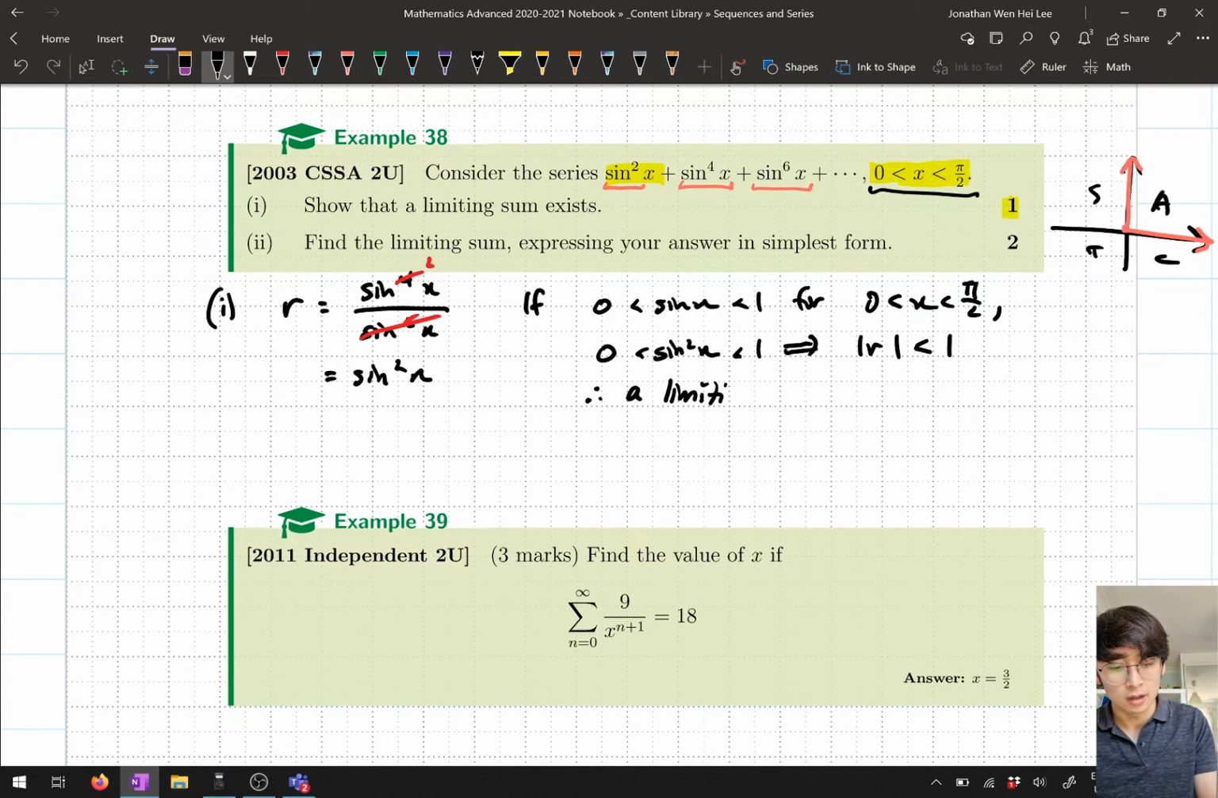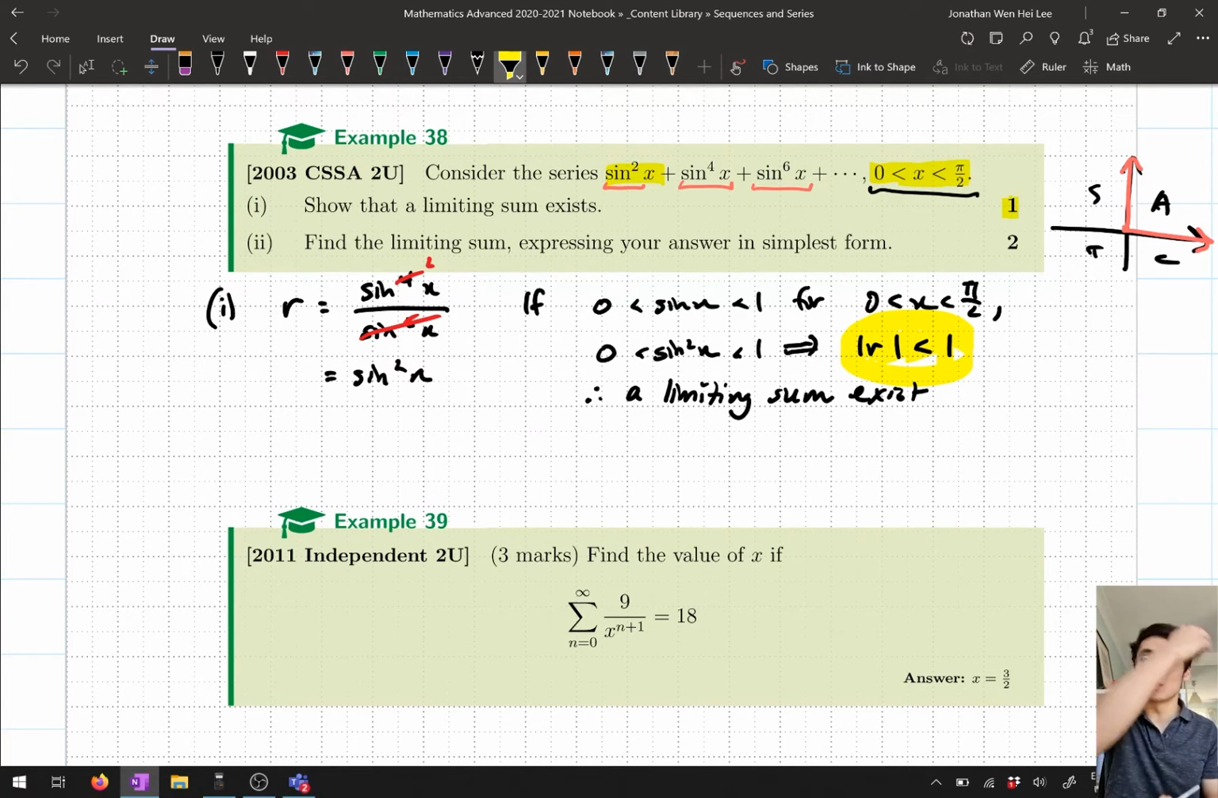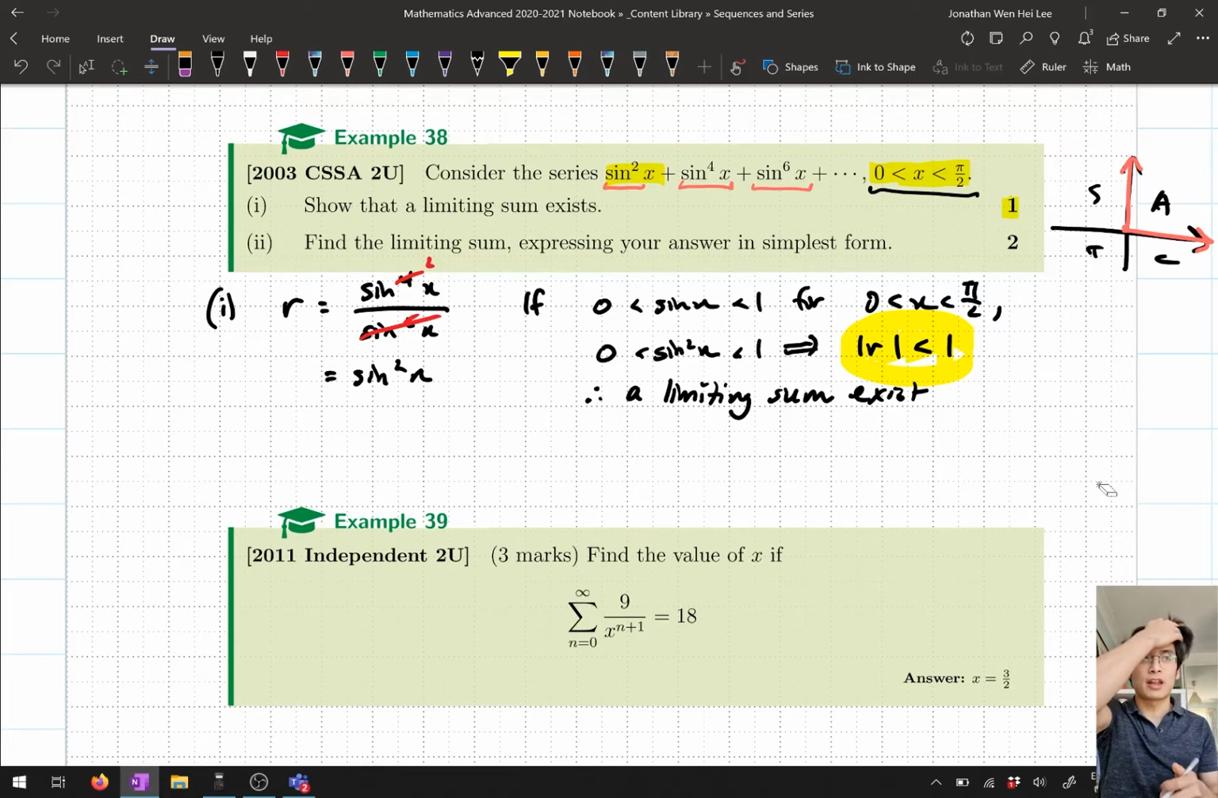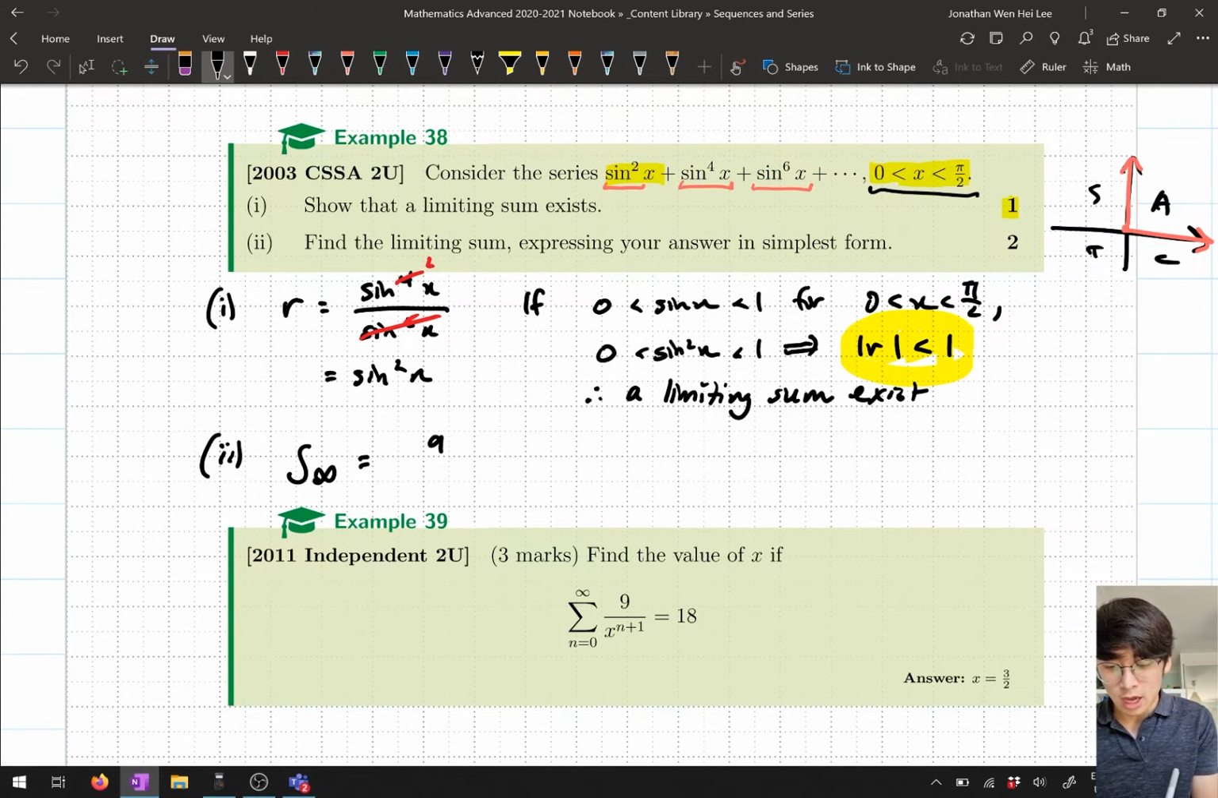So here, the important thing was the fact that the absolute value of our common ratio was less than 1. So I've shown that the limiting sum exists. If the absolute value of the common ratio is less than 1, that means a limiting sum exists. Okay, part 2, find the limiting sum. This part, all we need to do is just chuck in that formula. It's the a over 1 minus r formula.